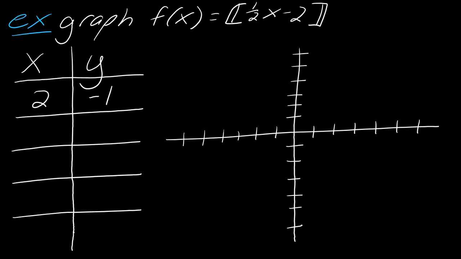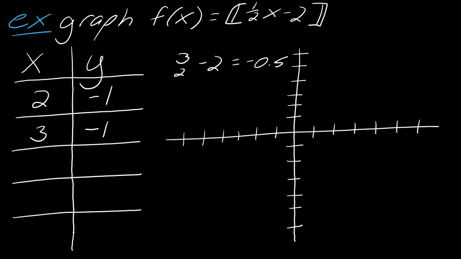Okay, so I have that, but this doesn't totally answer what I need to graph, so I'm going to choose another number. Let's choose 3. What happens if I plug in 3? So I have 3/2 minus 2. So it's 1.5 minus 2, so that becomes -0.5. So the greatest integer that is less than or equal to -0.5 would also be -1.